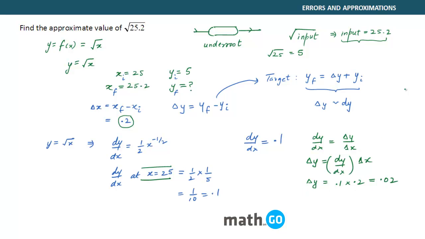So your target here was to find y final. What is the value of y final that you will get from here? Yes, absolutely. You have got the answer that y final will be 0.02 plus y initial. Y initial is 5. So the answer to this problem is 5.02. This is the approximate value of under root of 25.2, and you can apply this kind of process in each and every approximation question. Believe me, that is the reason it is a very standard problem. I hope this is clear.